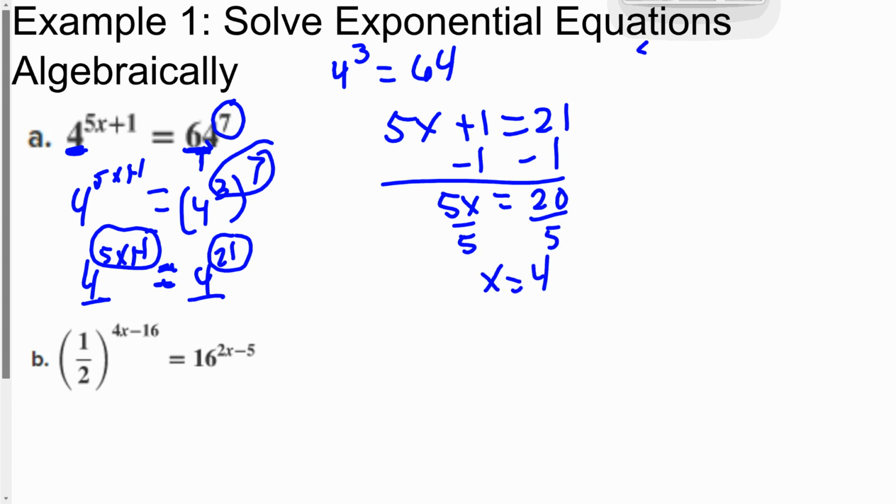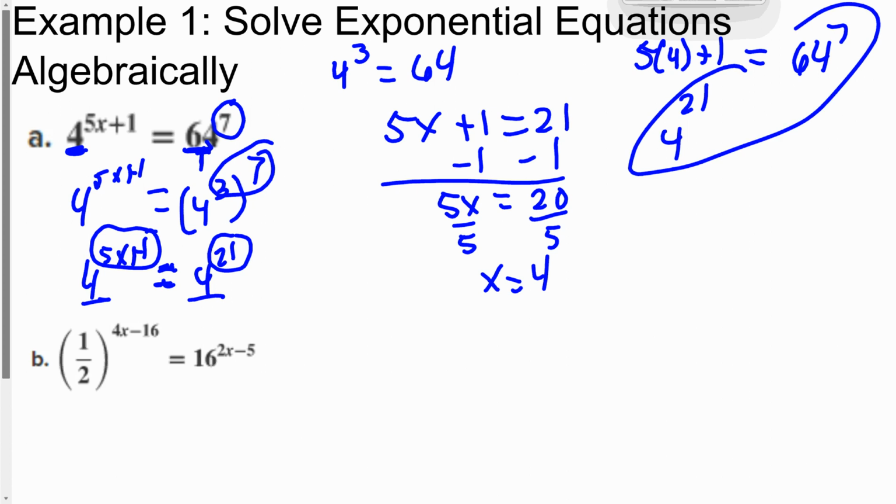And then I can plug this back in, right? 5 times 4 is 20, plus 1 is 21, so 4 to the 21st. Put that in my calculator, and then check what 64 raised to the 7th is, and that indeed is the same answer. These are the same answer, so x equals 4 is true.